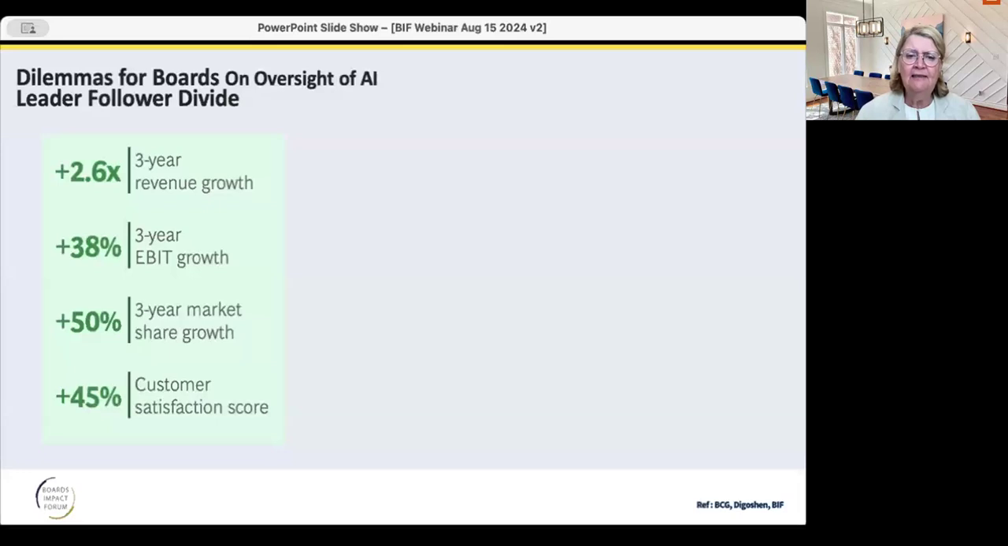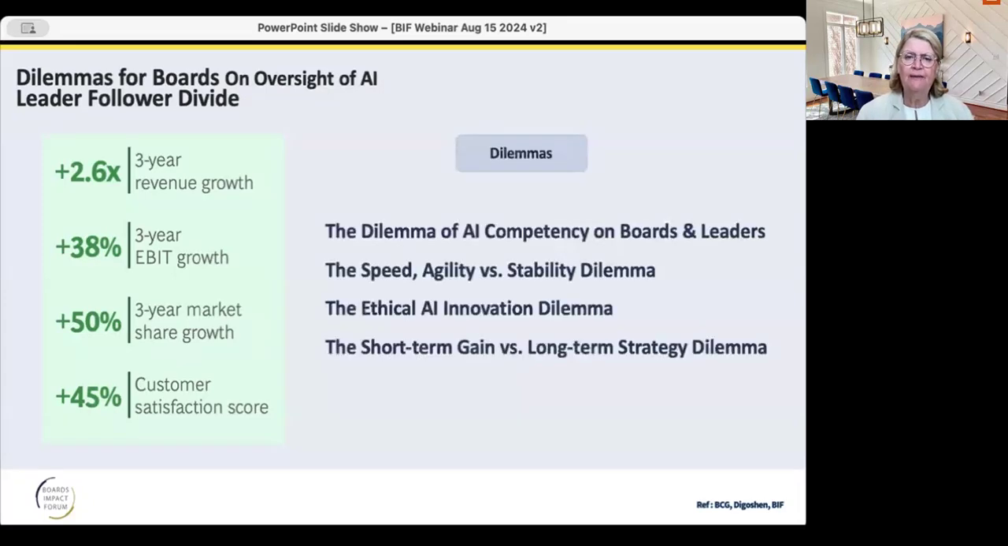So the other thing we know from research is that the leaders, the trailblazers on the boards that oversee companies and help drive the AI, it's already proving quite dramatic. It has increased revenue growth 2.6 times. It's improving the EBIT, the market share, and not least, the customer satisfaction.